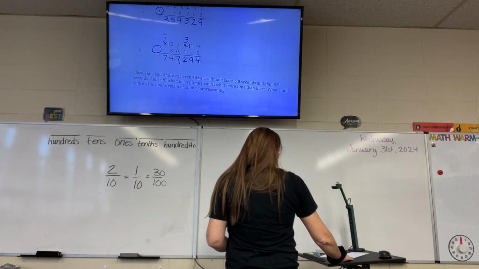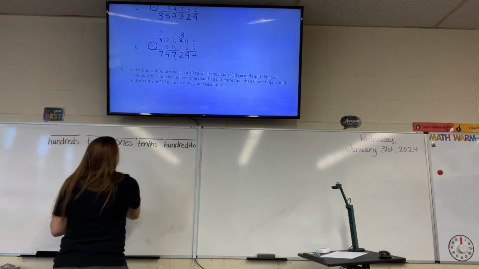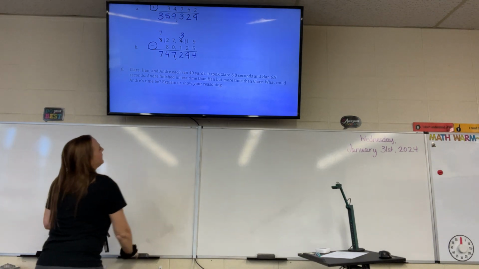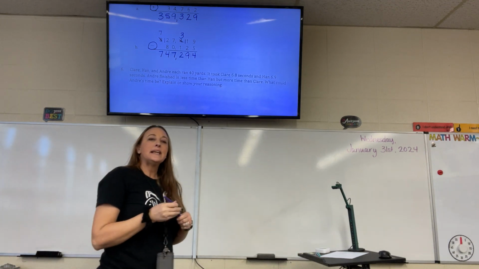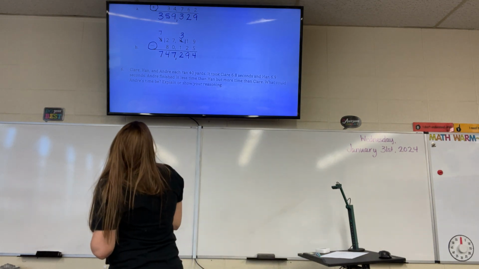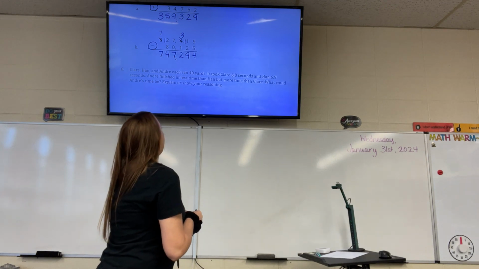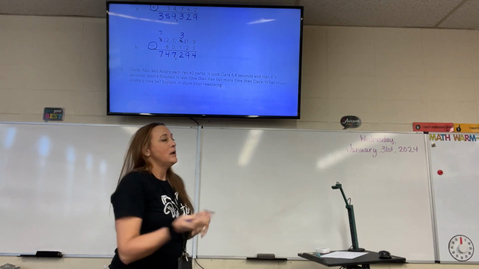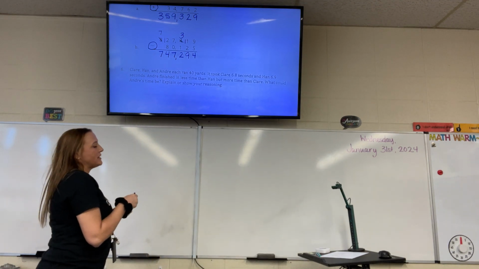747,294. Okay, on number 6, it's been a minute since we did this too. So Claire, Han, and Andre each ran 40 yards. It took Claire 6 8/10 seconds. It took Han 6 9/10 seconds. Andre finished in less time than Han, but more time than Claire. What could Andre's time be?